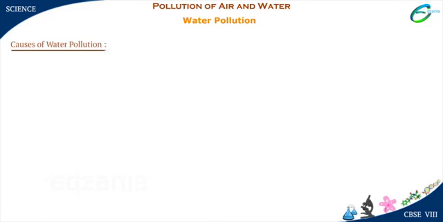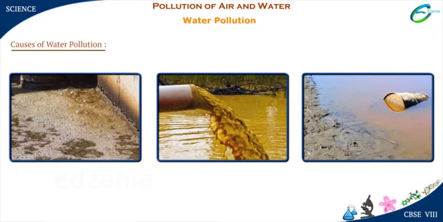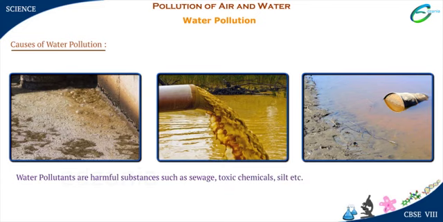Causes of water pollution. Water pollution is caused due to pollutants. Water pollutants are harmful substances such as sewage, toxic chemicals, silt, etc., which when mixed with water make it polluted. Let us understand how water gets polluted.